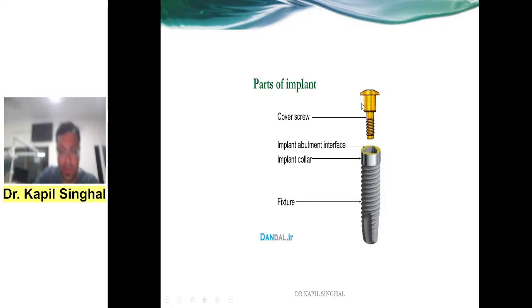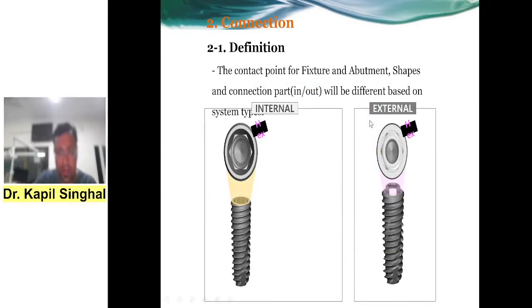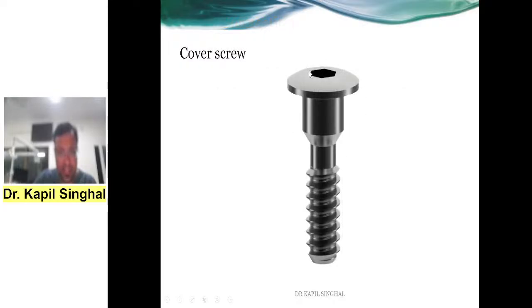So what is the role of the cover screw? During the time when the implant is osseointegrating with the bone, it prevents the formation of a biofilm inside the implant by preventing blood, saliva and food particles from going inside. Okay. So next, this is a cover screw. If they give you a picture like this and ask what is this, this is a cover screw.